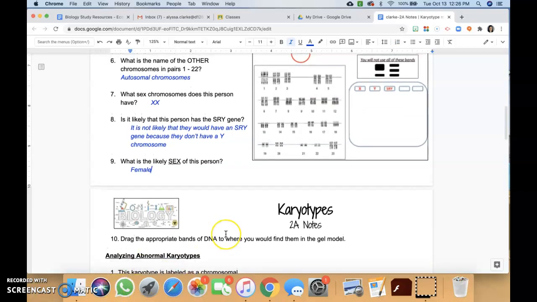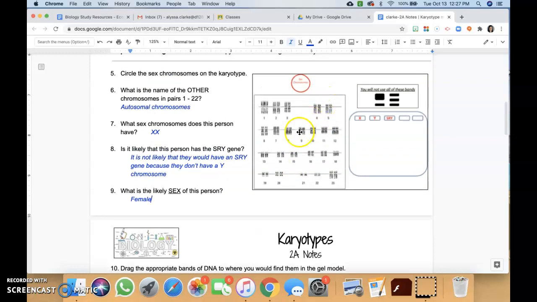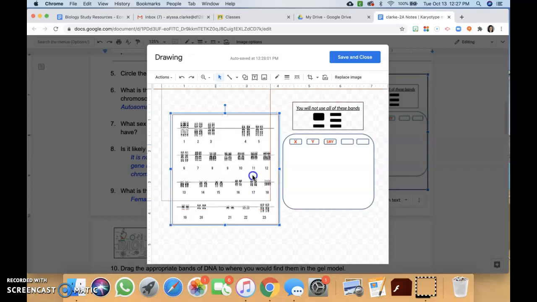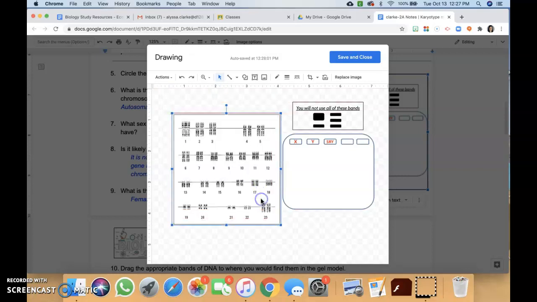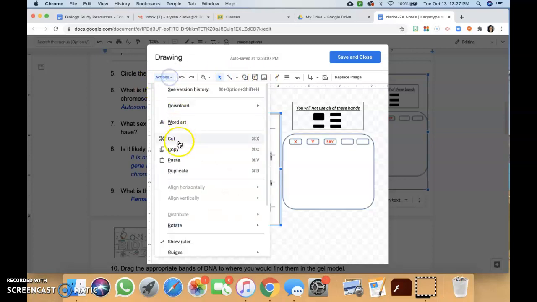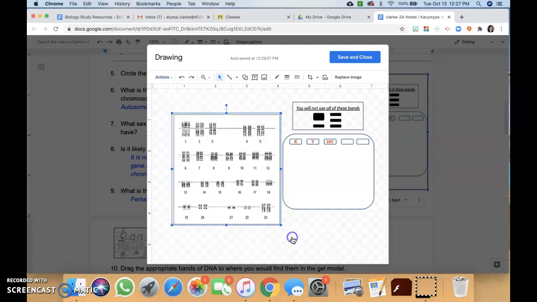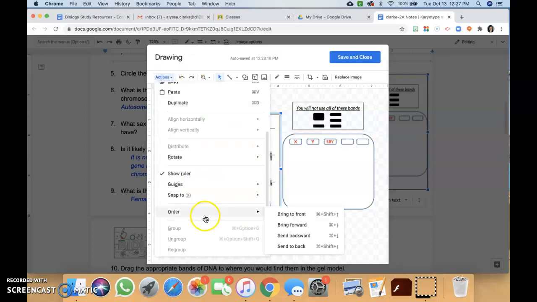And it says drag the appropriate bands of the DNA to where you would find them in the gel model. We're going to double click. First thing that we're going to do is drag the circle over to the sex chromosomes. And then we are going to change things up a bit.